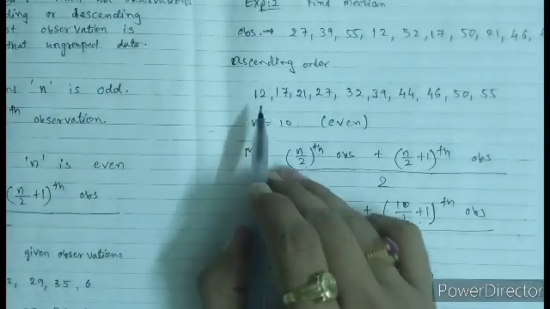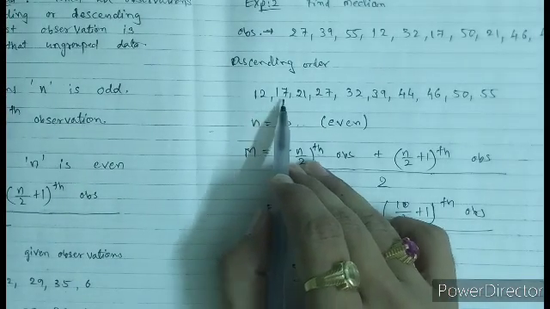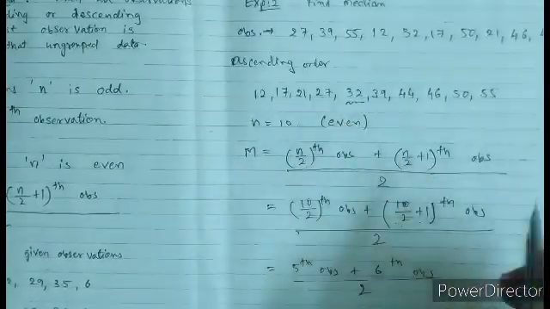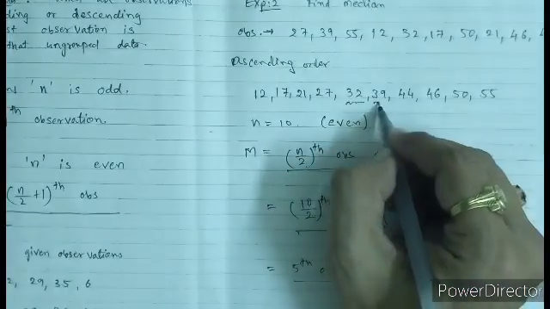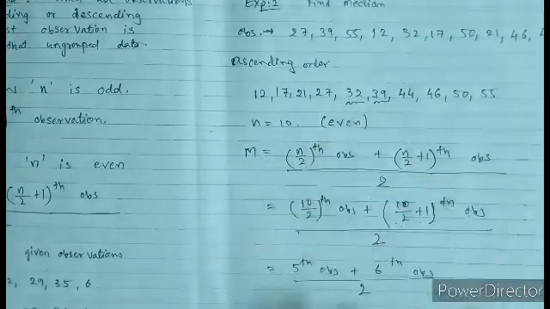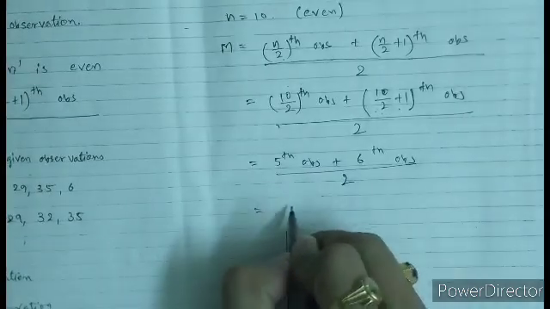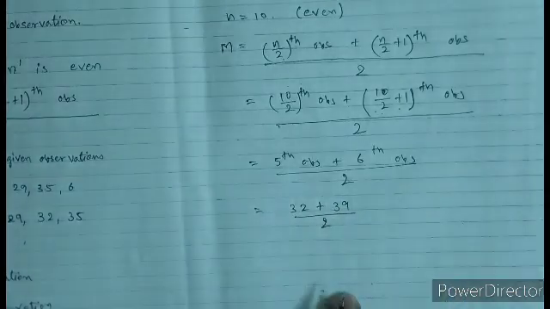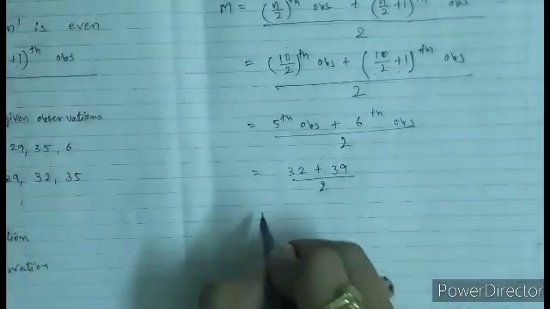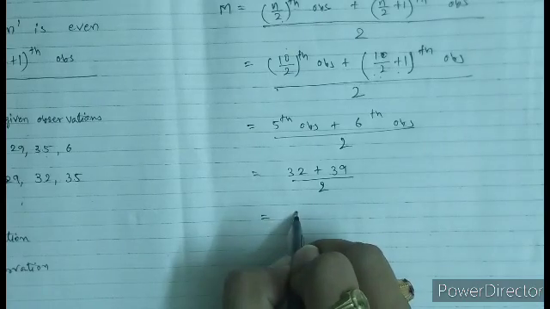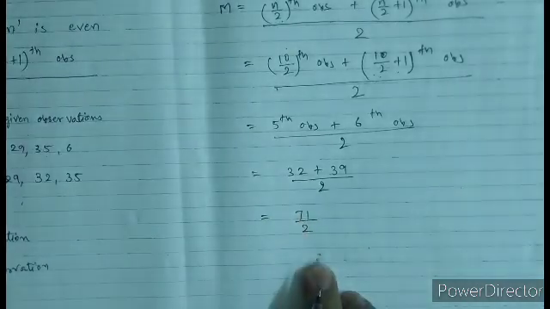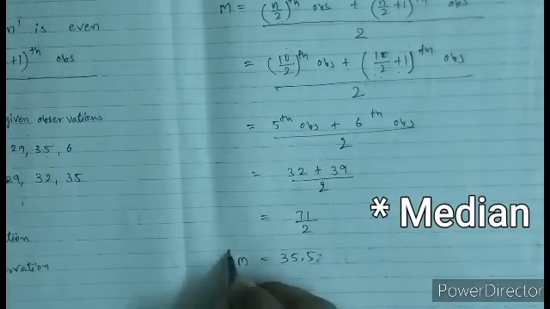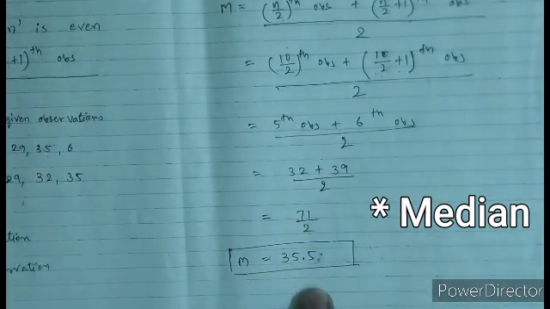Let us see which is the 5th observation. In the ascending order, 1, 2, 3, 4, 5. The 5th observation is 32. And 6th observation is its next. It is 39. So these are the two observations. We will write here 5th observation, that is 32, plus 6th observation, 39, divided by 2. We know 32 plus 39 is 71 divided by 2. 71 divided by 2 is 35.5. So here the median of this data is 35.5.